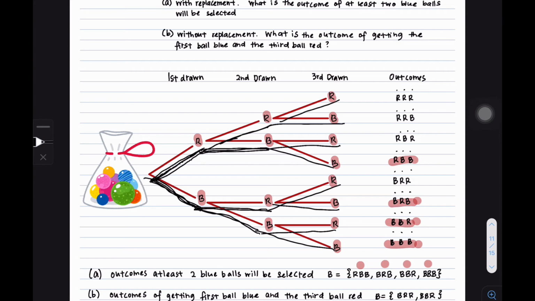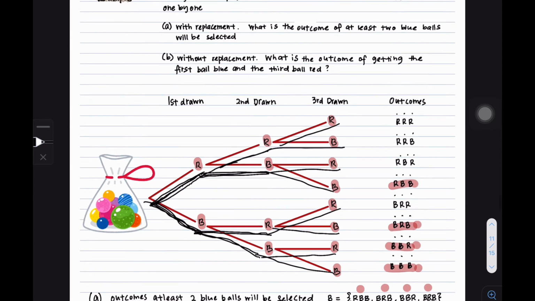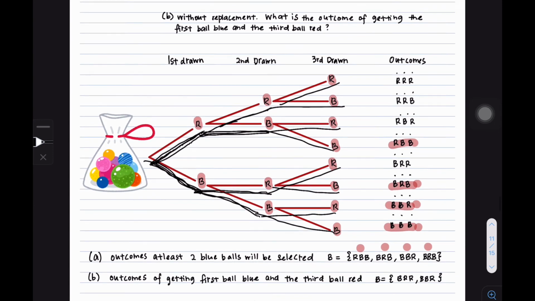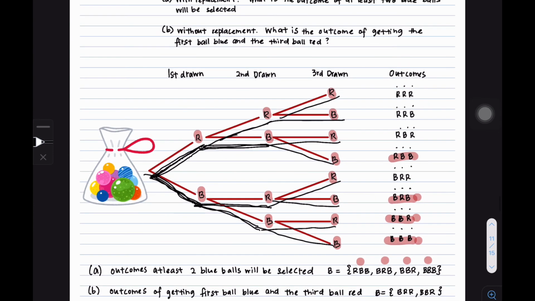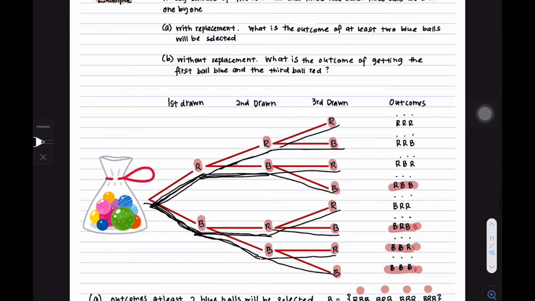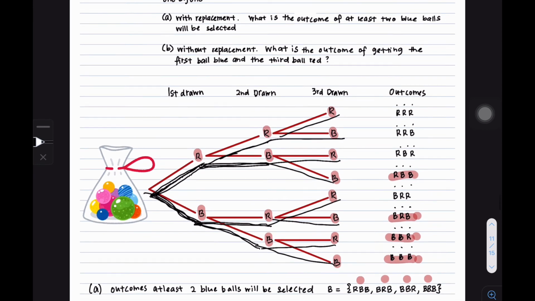Okay. So, soalan nombor 2. Without replacement. Okay, so kena berhati-hati. Okay, so dia kata without replacement, what is the outcome of getting the first ball blue and the third ball red? Okay, without replacement. Okay, apa dia outcome untuk awak dapat the first ball is blue and the third ball is red.